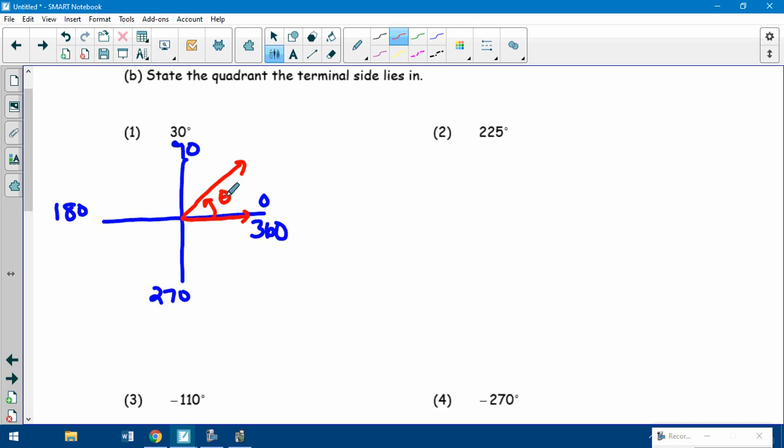You can practice writing that theta thing in there, and then state the quadrant the terminal side lies in. This would be quadrant 1. And that's it.